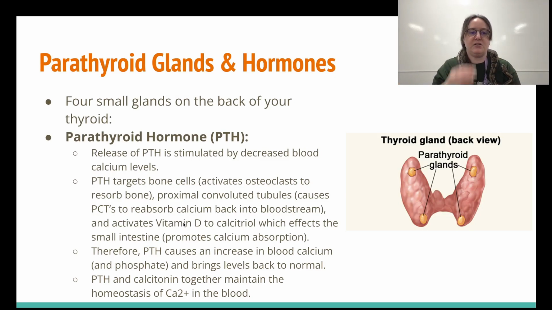Amazing. These are four small glands on the back of your thyroid. Bing, bing, bing, bing. They release parathyroid hormone, which does the opposite of calcitonin. If you have low levels of blood calcium, this triggers because it senses it in the blood and says, oh, we don't have enough calcium in the blood, our muscles aren't going to work. Bones, please start releasing. We also need to make vitamin D so we can absorb more calcium and phosphate. And therefore, this increases blood calcium and phosphate back to normal. So between the balance of calcitonin and parathyroid hormone, it maintains the homeostasis of calcium in your blood.